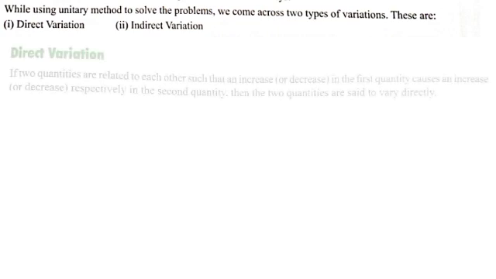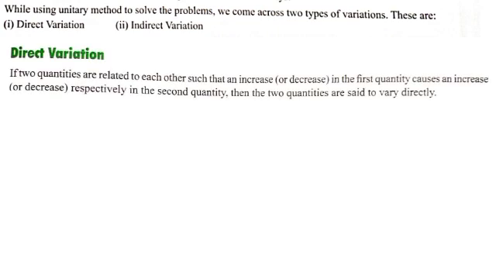While using the unitary method to solve problems, we come across two types of variations. These are direct variation and indirect variation. Direct variation. If two quantities are related to each other such that an increase or decrease in the first quantity causes an increase or decrease respectively in the second quantity, then the two quantities are said to vary directly.